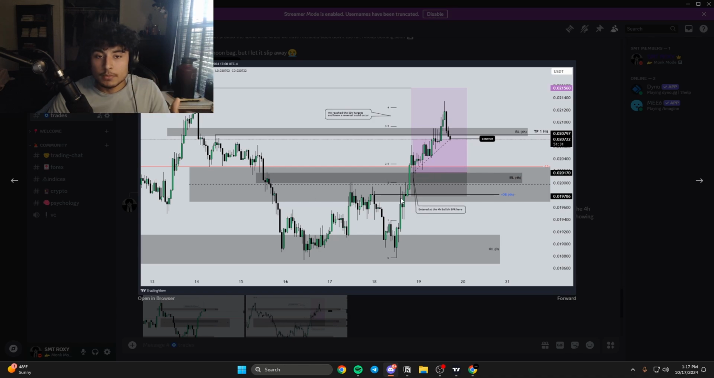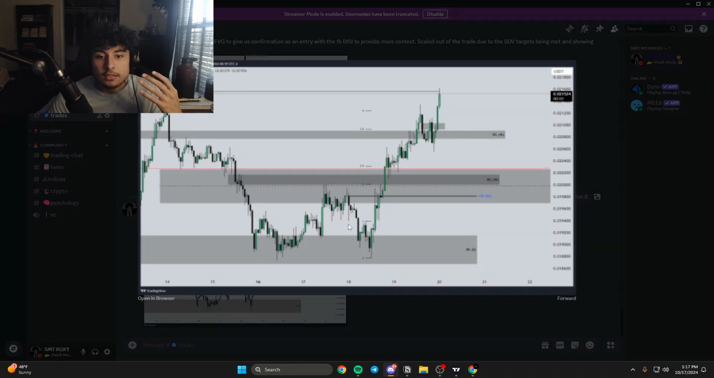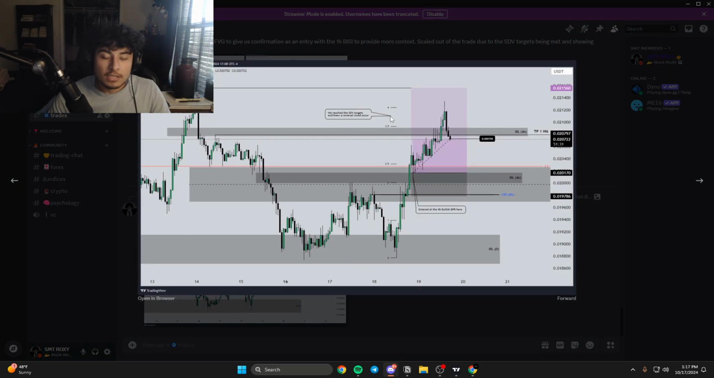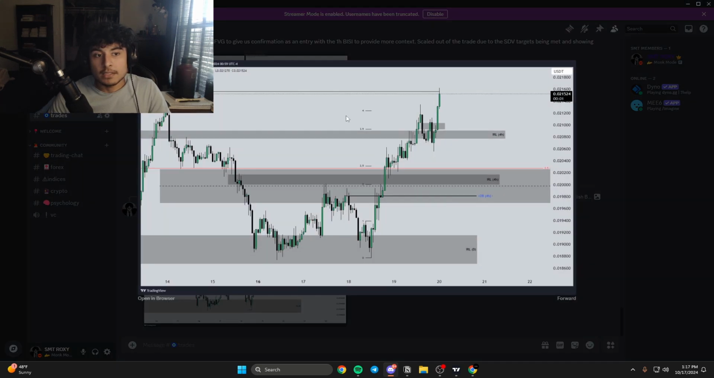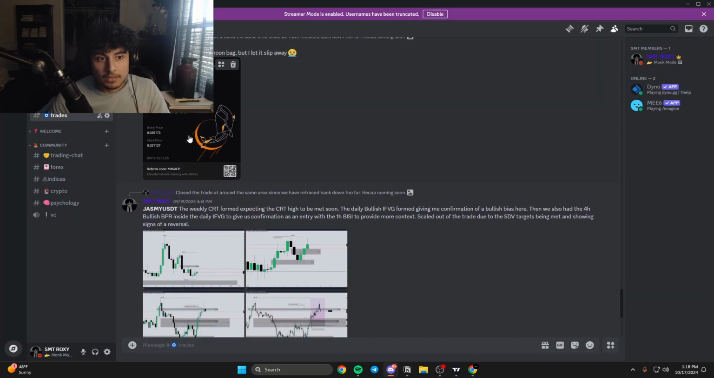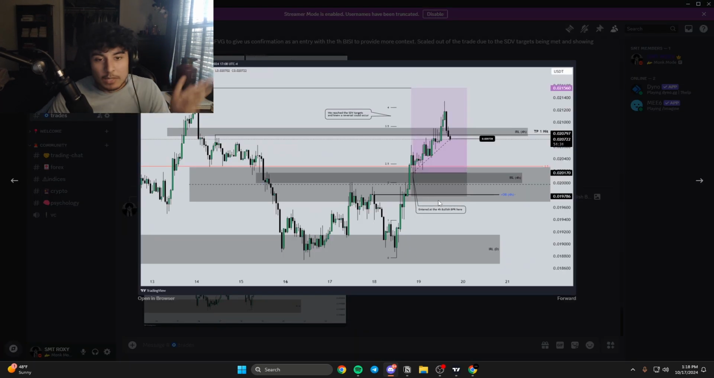So then boom, that provided a lot more confluence, and you can see there the trade eventually completed the market maker model, hitting our target, but I closed it a little bit early since the standard deviation targets were telling me reversal, and then basically we met the target. Beautiful trade. We would probably win a little bit higher than this, which I'm not really worried about anyways.